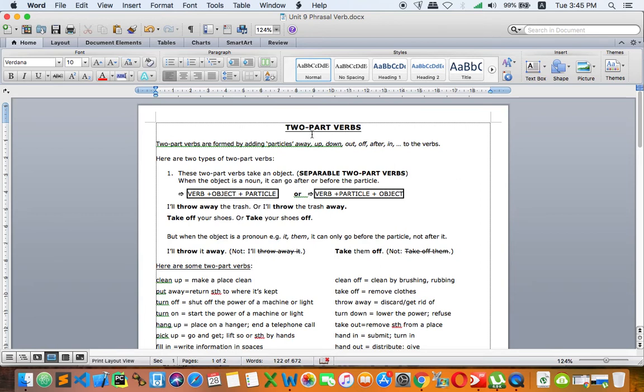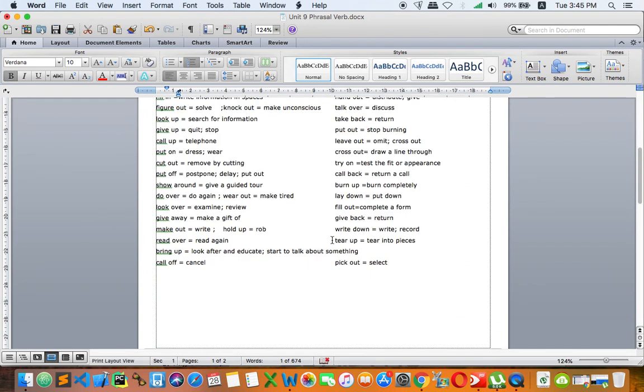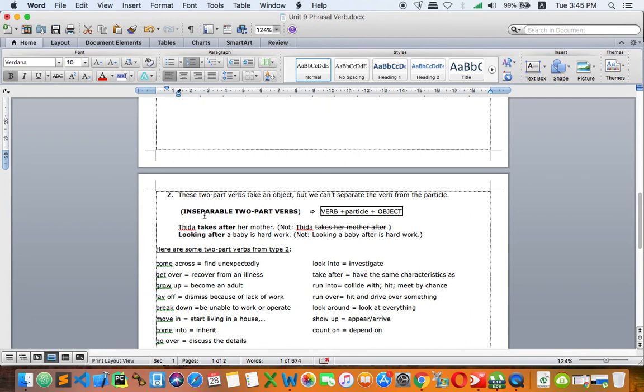Okay, it's just a matter of words. So right here, you can say two-part verbs, or you can say phrasal verbs. It doesn't matter. But when you talk about phrasal verbs, usually you focus on, look at this, number one, separable. It means a phrasal verb that can be separated. And another one is inseparable.